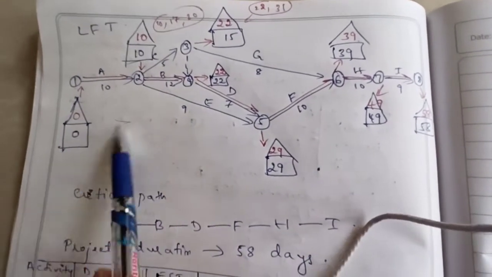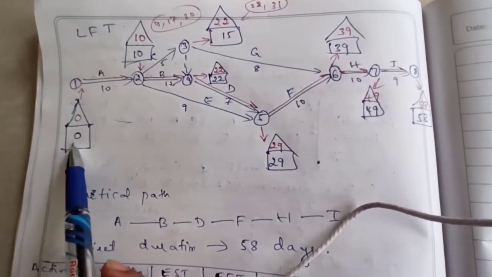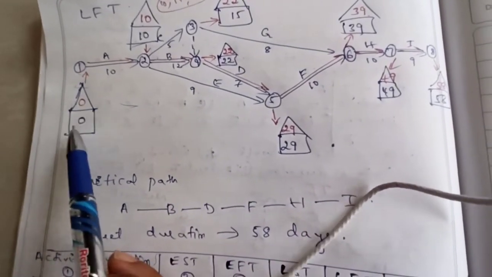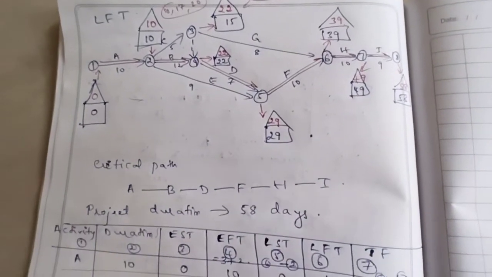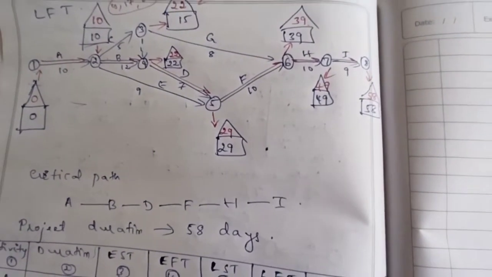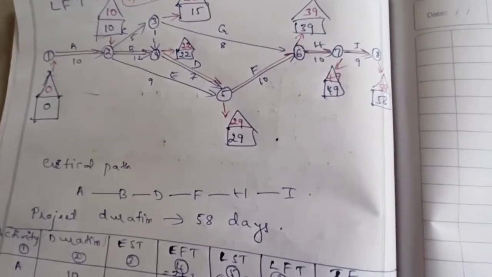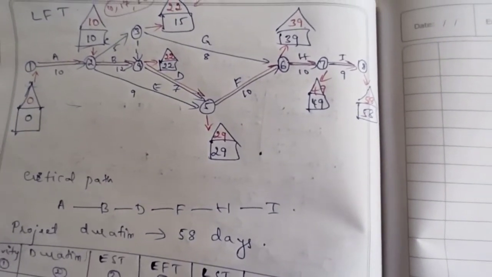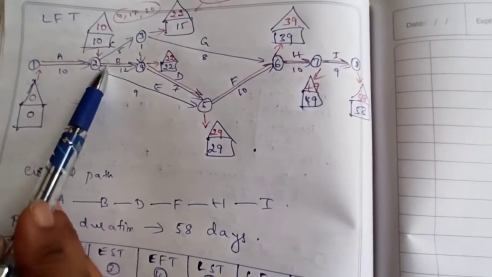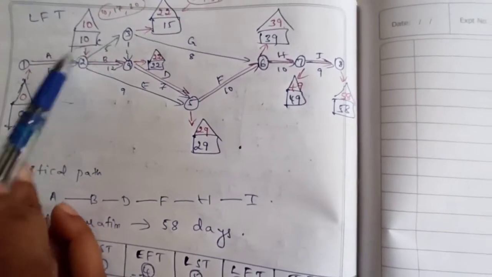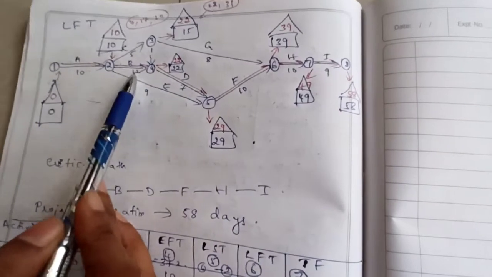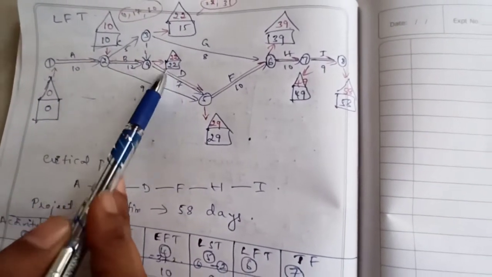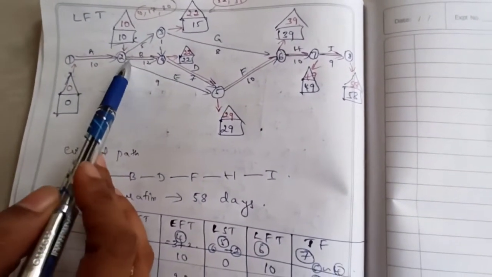Now while writing the critical path, we need to check EST, because in each node, if EST and LFT values are equal, that can be considered for the critical path. So here, A comes in the critical path because 0, 0 and 10, 10, here 10 minus 10 is also 0. Then B, 22 minus 12, it is 10. So here it is 22, 22, 10, 10. So this also comes in the critical path.